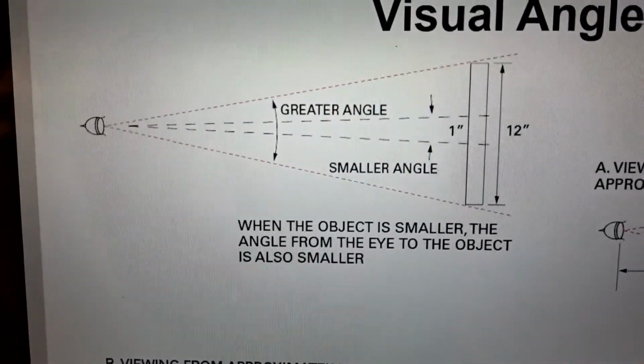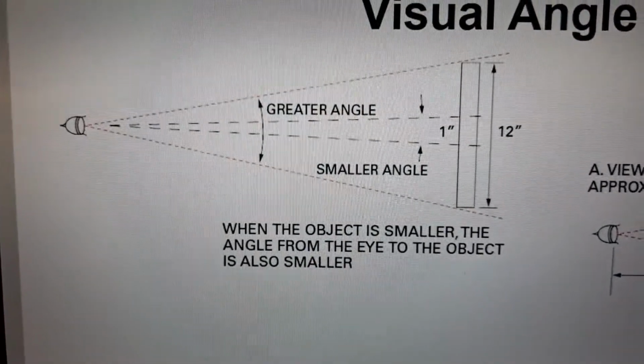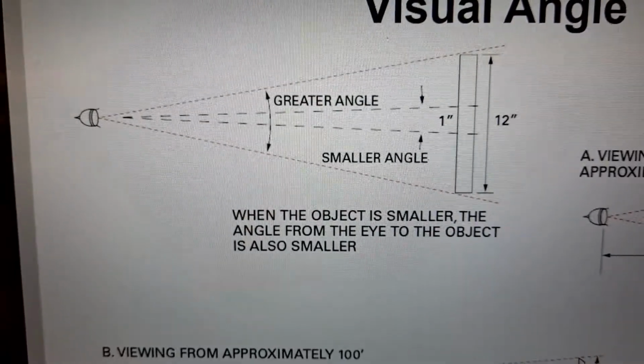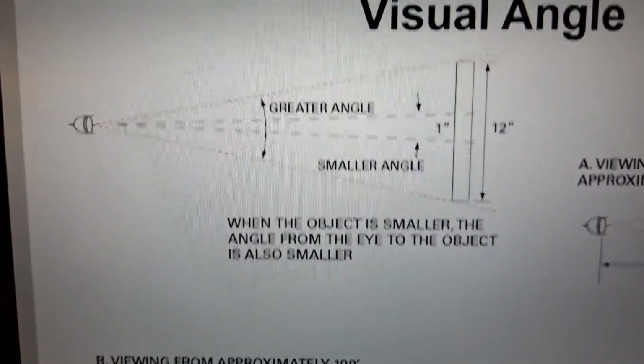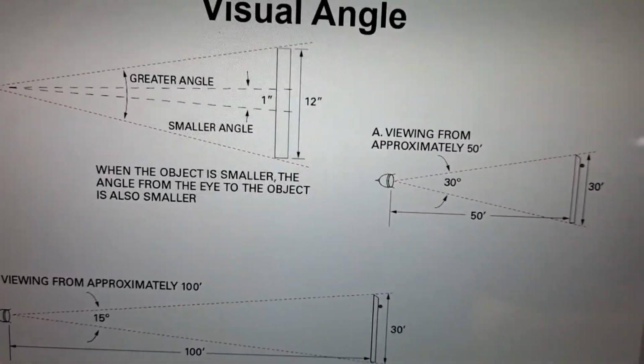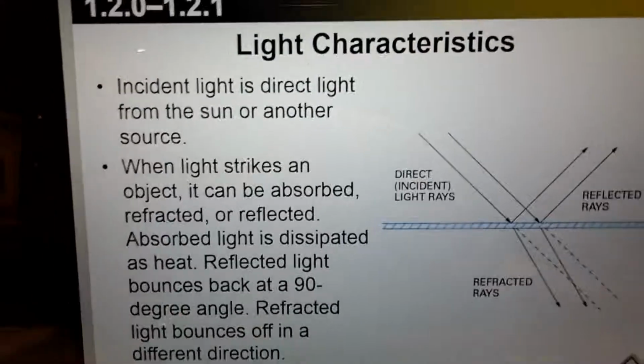So if you look on this, it's a 12-foot object. When the object is smaller, the angle from the eye to the object is also smaller. So it's where you're focusing on. Okay.